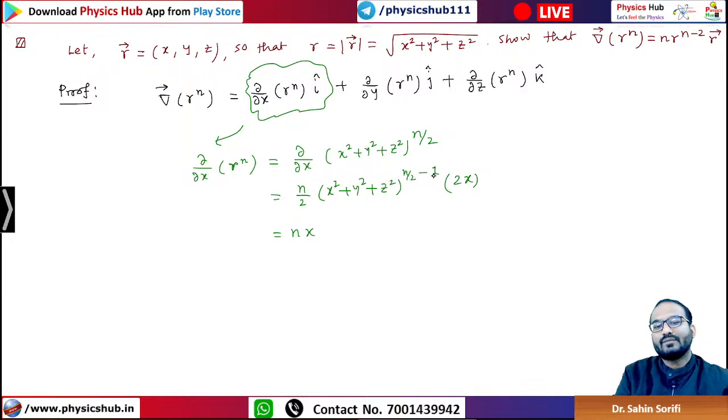It gives you (n minus 2) by 2. So can we not write r to the power n minus 2, because r is equal to (x square plus y square plus z square) to the power half? So this (n minus 2) by 2 becomes r to the power n minus 2.